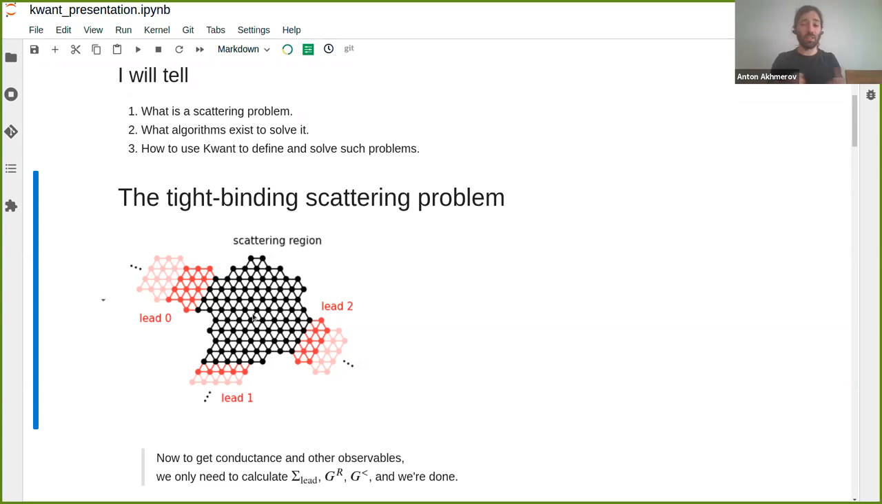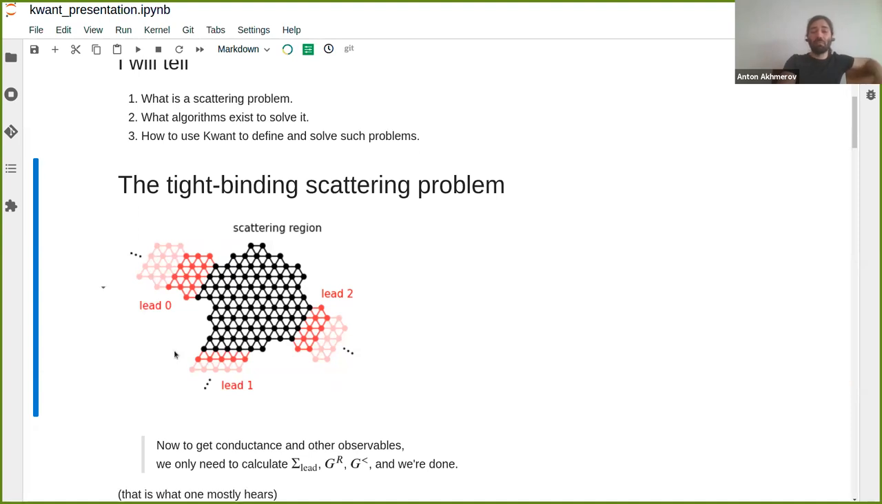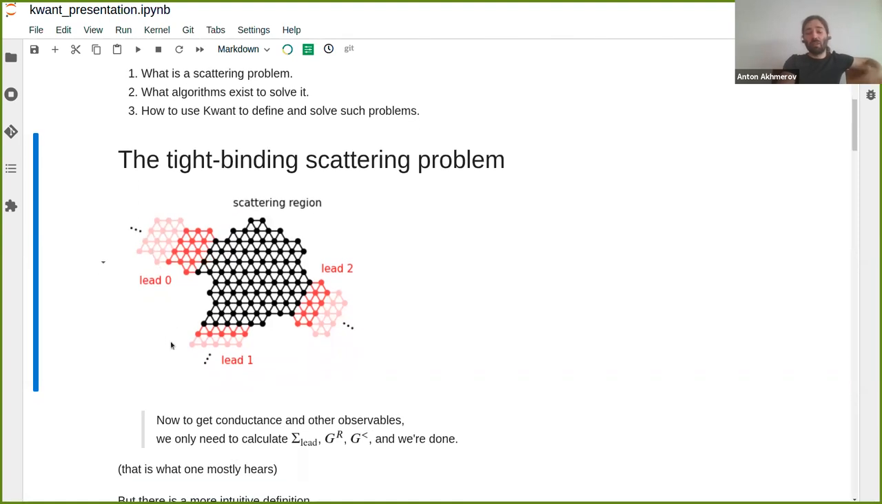transport is a tight binding model with a twist. Namely, we usually want to deal with an open system, which means we have a finite scattering region to which leads are attached and the leads have translation invariance. Now, instead of a finite system, we have an infinite system. And we usually imagine electrons coming from one lead and scattering into different leads. So we need to get conductance and other observables, so to figure out how the electrons go through this geometry.